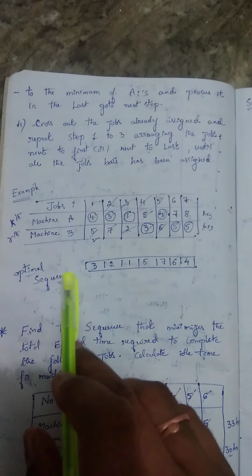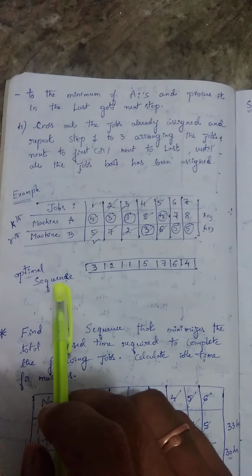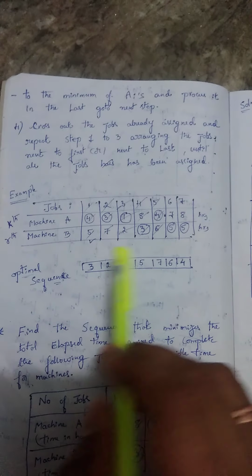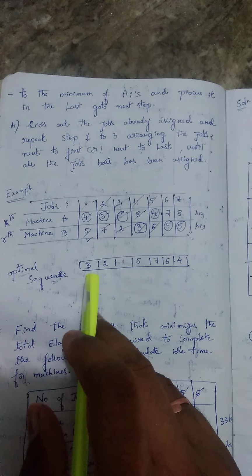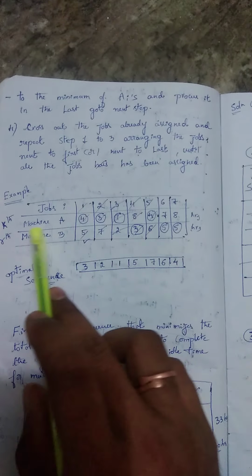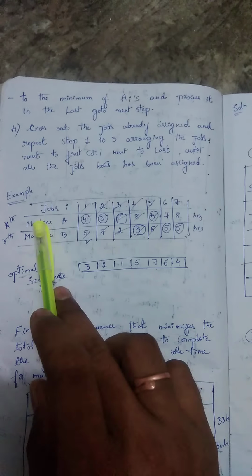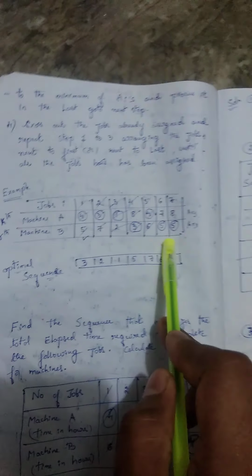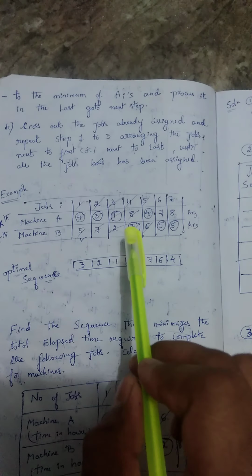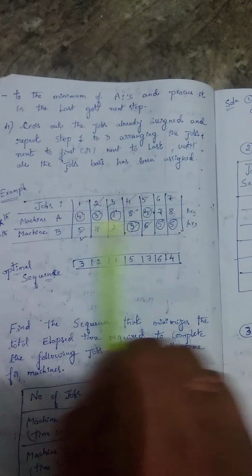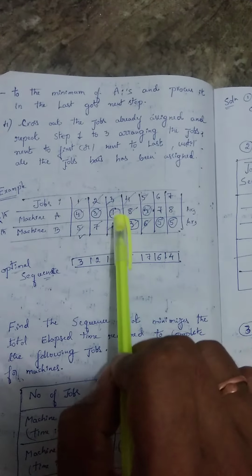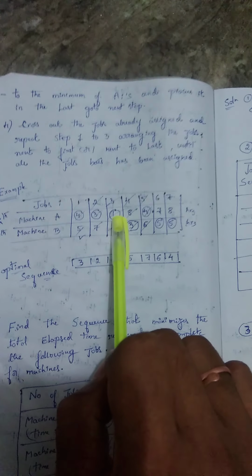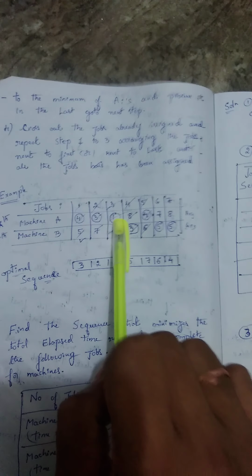First of all, suppose this is an example. In this example, we have to find which is the minimum element. The jobs are here, the machine A and machine B have working hours. This is the working hours. The minimum working hour in A and B is 1. Look at the 1.